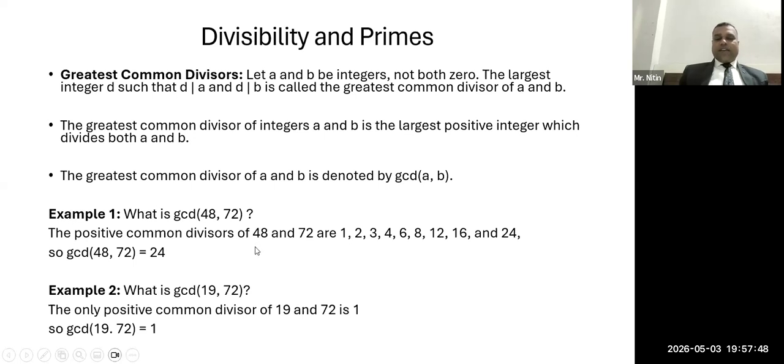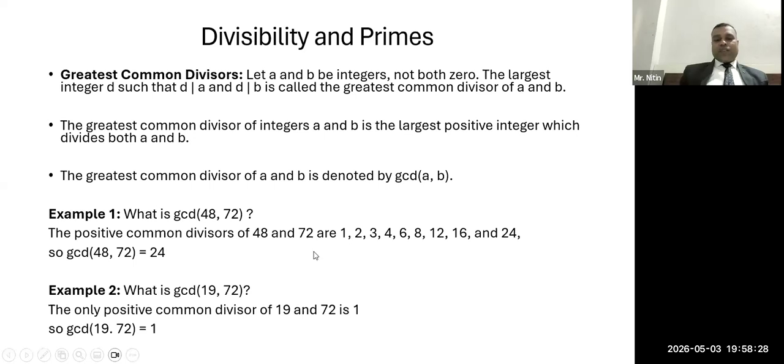The positive common divisors of 48 and 72. So let's list the divisors of 48. Is 48 divisible by 1, 2, 3, 4, 6, 8, 12, 16, and 24? Yes. For 24, two of them make 48. 16 threes make 48, 12 fours make 48. Likewise, all these are positive factors of 48.